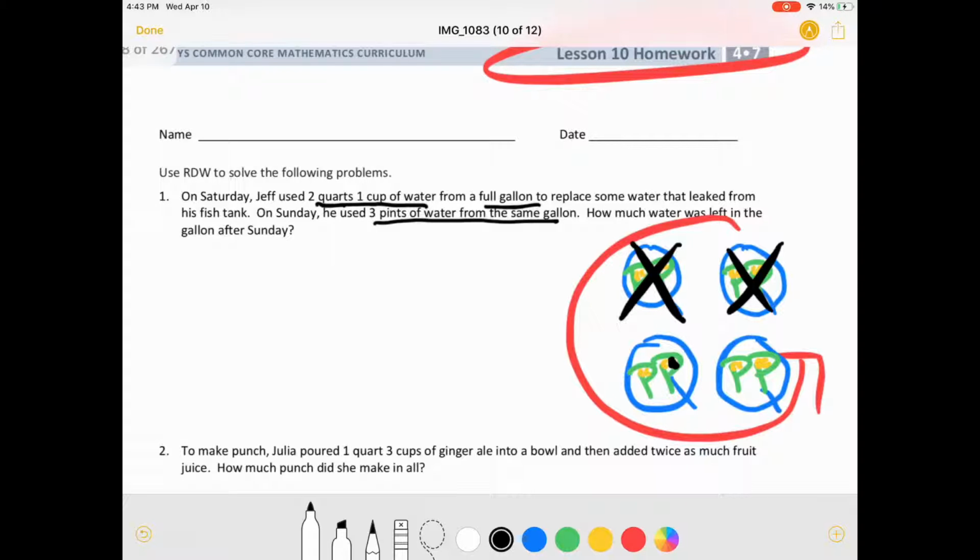So this is all I have left. And then on Sunday, he used 3 pints. Well, then I'm going to pick 3 pints that are full. So 1, 2, and this one.